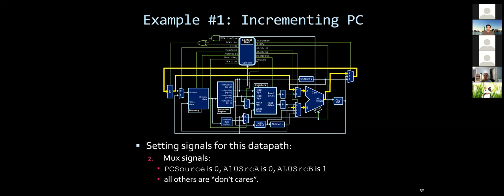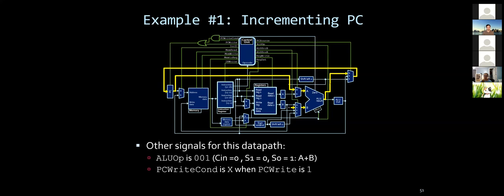Okay, all other values you don't care about, either zeros or X's. So other signals for this data path, remember I was using ALU, so I would need to set up ALU op as 001, which corresponds, I'm just reminding you, remember when two lectures ago we learned about ALU, so that corresponds to C in as 0, S1 as 0, and S0 as 1, which gives us A plus B. And PC write condition is X when the PC write is 1. Okay.